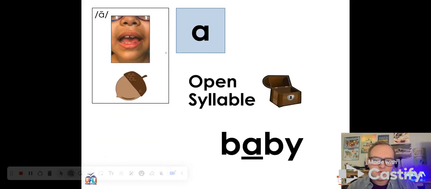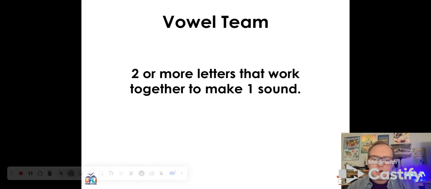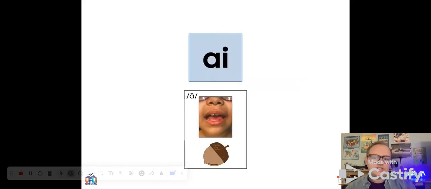Okay, then we also have learned with open syllables, the vowels spell the long vowel sounds. So for example, in the word baby here, the A is a part of an open syllable, so A spells A in that word as well. Now we're going to talk about what's called a vowel team. A vowel team is 2 or more letters that work together to make one sound, and they are always vowels for vowel teams.